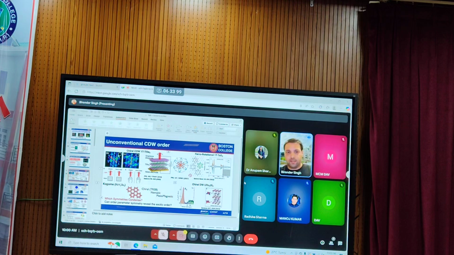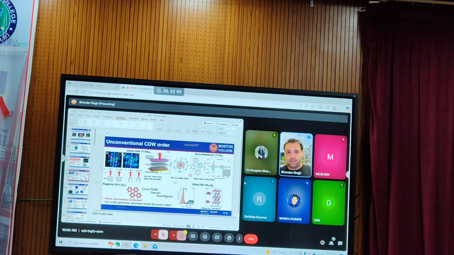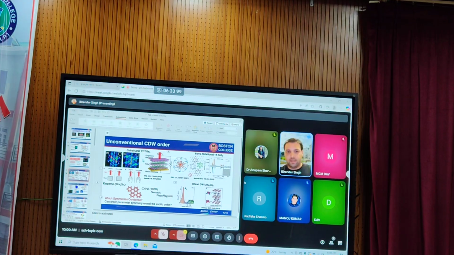And interestingly, we can even tune the chirality, which domain we want. We need to shine circularly polarized light. If we shine, say, right-hand circularly polarized light while cooling across the transition temperature, we will have a right-hand chirality. But if we shine left-hand, then we will get a left. So we have a choice to choose which domain we want to have. That's great, that we can control the order.